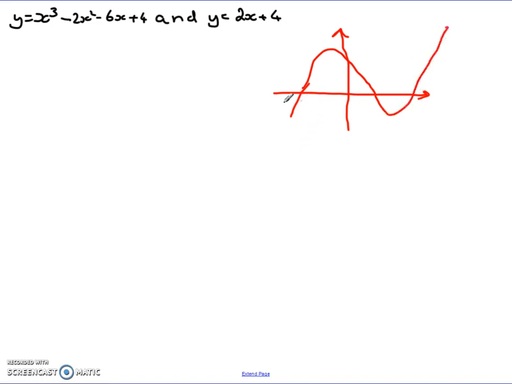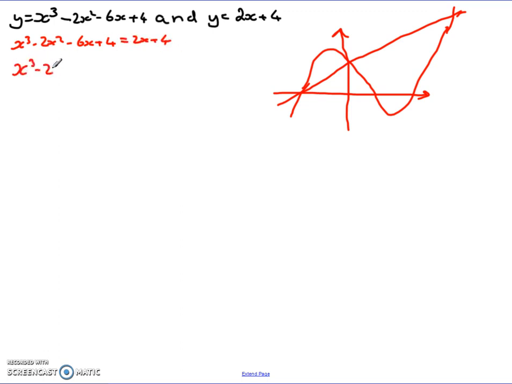And my line 2x plus 4 is going to cut through the same point there, same point here, and then they're going to intersect again up there. So what I need to do is I need to find 3 points of intersection this time, and using those I'm going to be able to integrate my function. So to find the 3 points of intersection, set them equal to each other. So I've got x cubed minus 2x squared minus 6x plus 4 equals 2x plus 4. Switch it all over here and set it equal to 0.